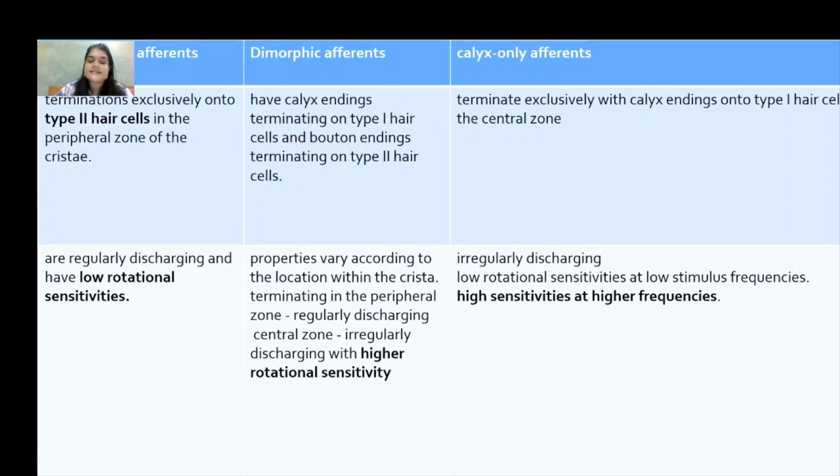Dimorphic afferents have calyx endings terminating on type 1 hair cells. Calyx means a calyx-like ending on type 1, and they have bouton endings also on type 2. If they are present in the peripheral zone, they are regularly discharging. If they are present in the central zone, they are irregularly discharging, and these have higher rotational sensitivity. Calyx-only afferents are present only on type 1 hair cells. Type 1 hair cells are mainly present in the central zone. So these are irregularly discharging, and these have high sensitivities at high stimulus rotational frequencies. Low stimulus frequencies, low sensitivity, but high sensitivities at high frequencies.